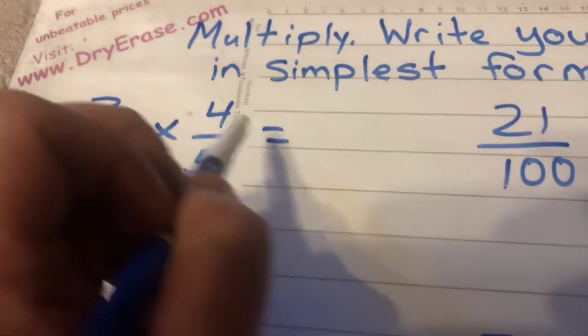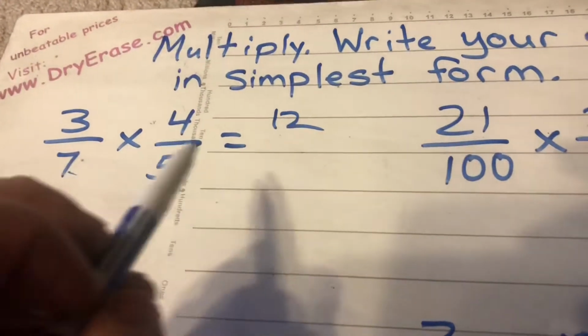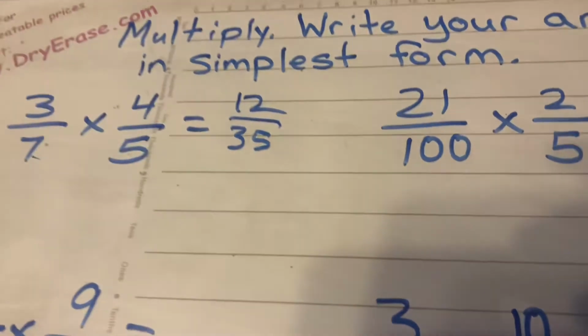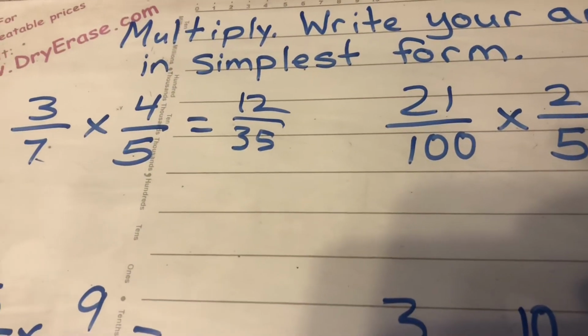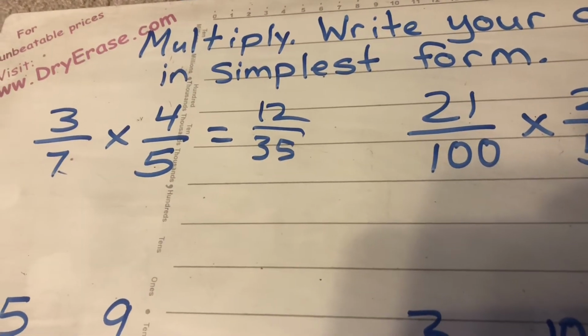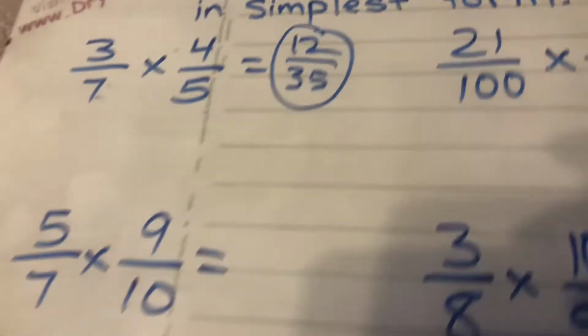3 times 4 is 12. 7 times 5 is 35. And I'm thinking, well, 12 over 35, nothing besides 1 can go into both 12 and 35. So 12 over 35 is my final answer.